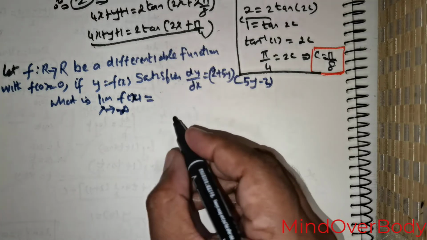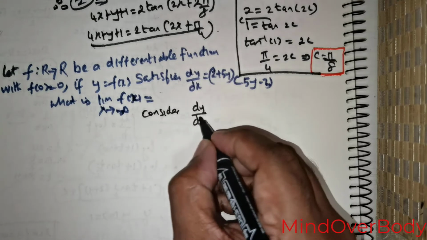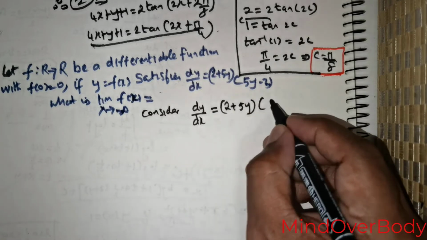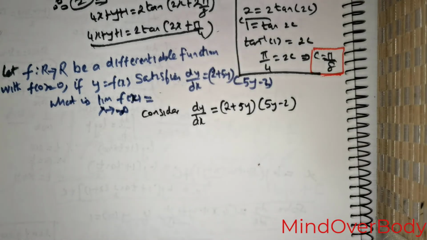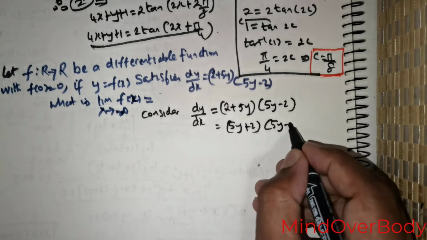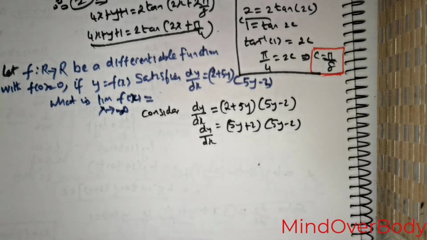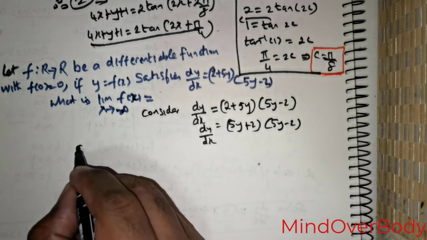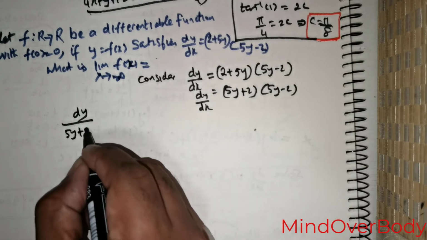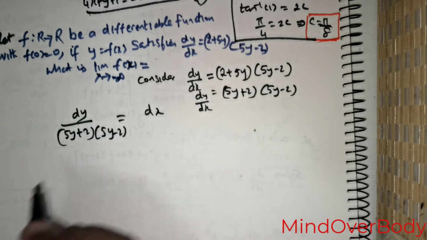So foremost, what I wish to do is start by saying consider dy over dx to be equal to (2 + 5y)(5y - 2). Now I would like to rewrite this as (5y + 2)(5y - 2) is equal to dy over dx. Now move all the y to one side and the x to the other side. So the most comfortable way to do that is keep the dy on the left and bring (5y + 2)(5y - 2), and on the right hand side I got dx.